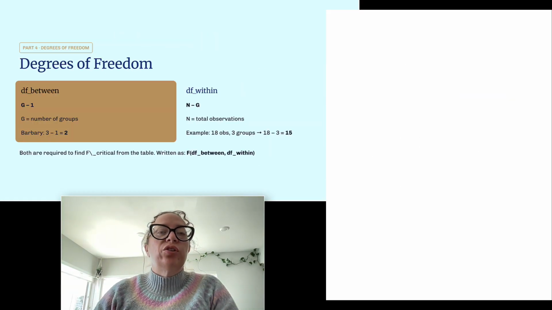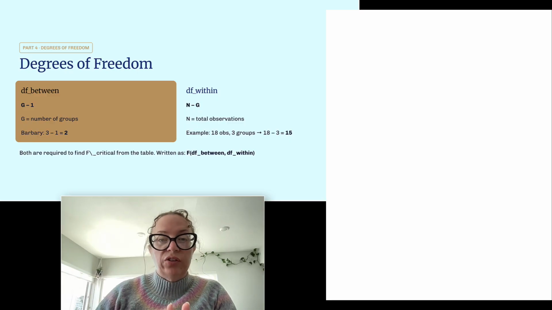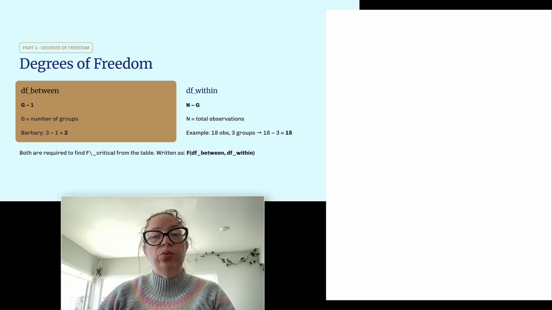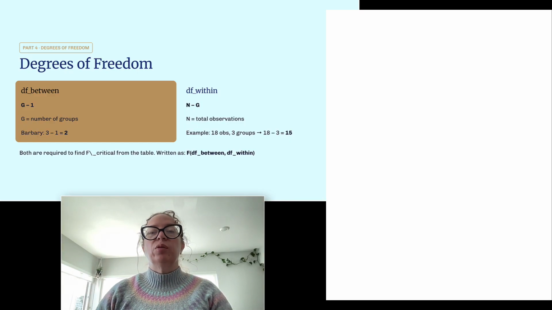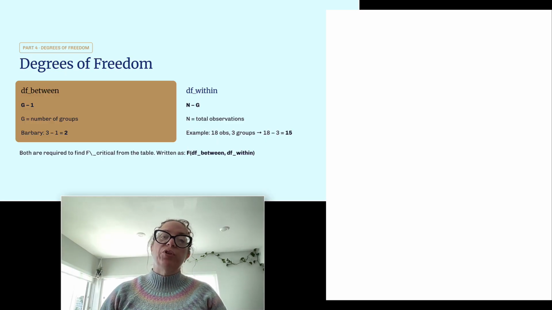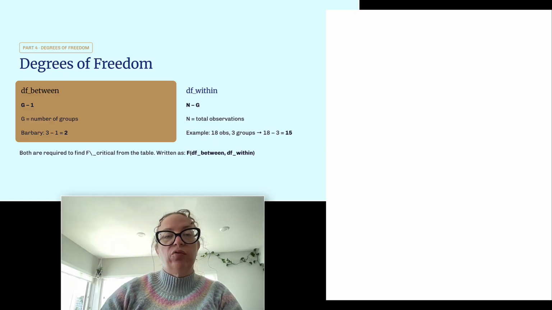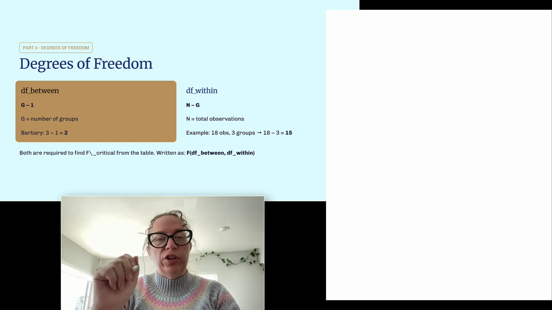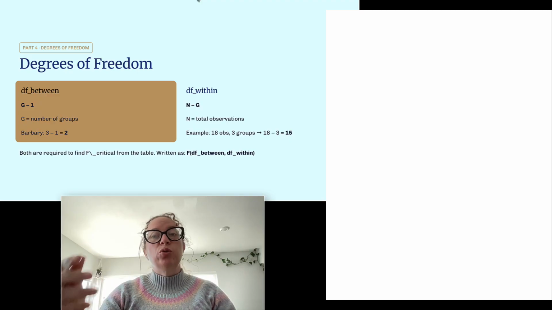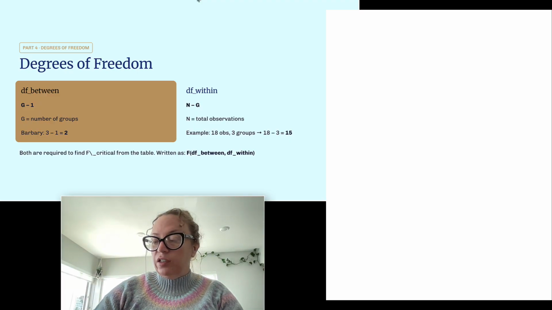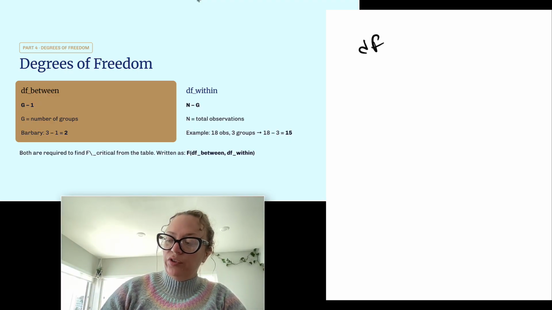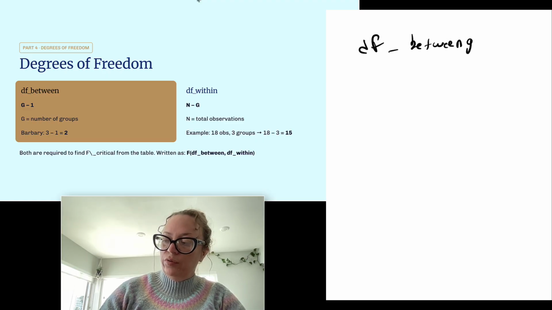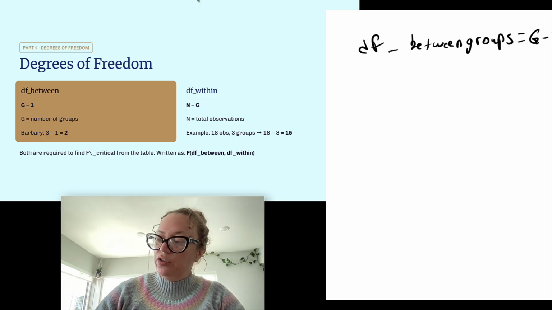To find your critical F value, okay, you need two things: your degrees of freedom between groups and your degrees of freedom within groups. So these are different from each other and both are required. Let me give you a quick reminder of what these mean. So you've hopefully watched my video on degrees of freedom, so I'll keep this brief, but it's important to refresh you because you'll use these formulas immediately in this course. So you have your degrees of freedom between groups, and the formula for that is G minus 1.